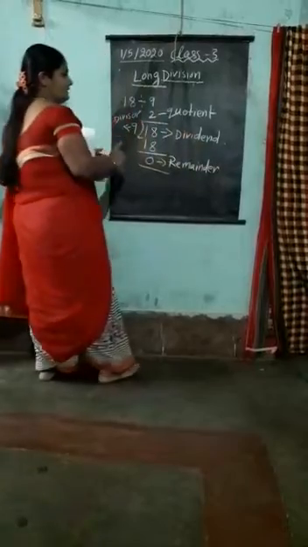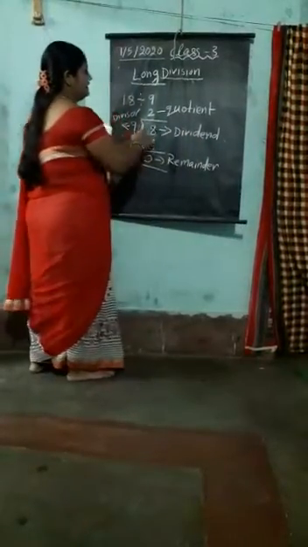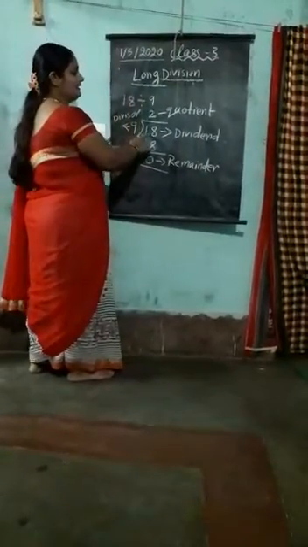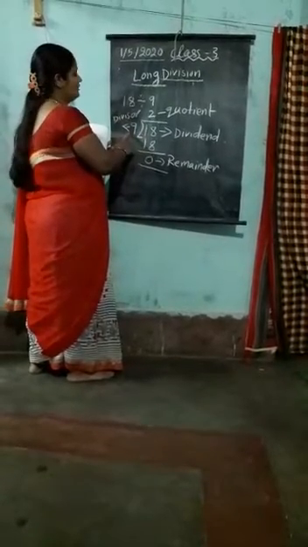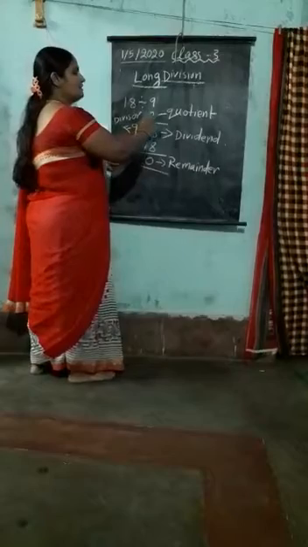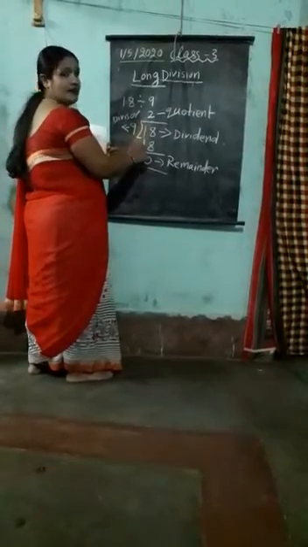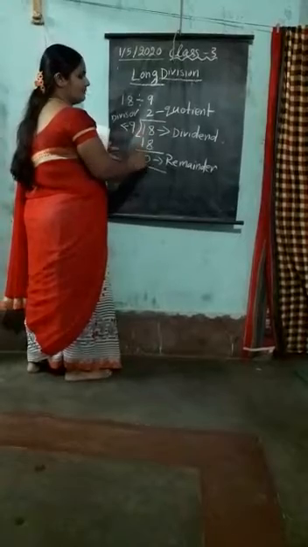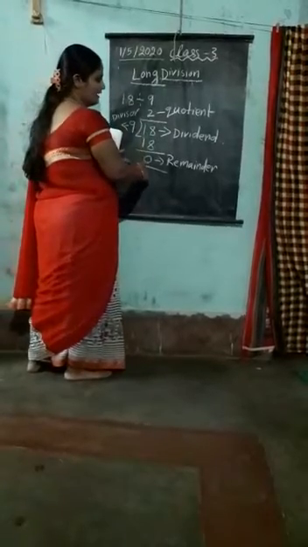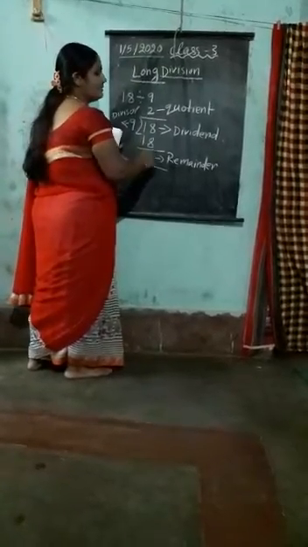So here you can see, again I am telling, 18 divided by 9. So 18 is the dividend. And the number with which you are dividing is called the divisor. And the number with which you are multiplying, meaning you are getting the answer, that is called the quotient. And the leftover, after subtracting, the number we get at last, that is called the remainder.